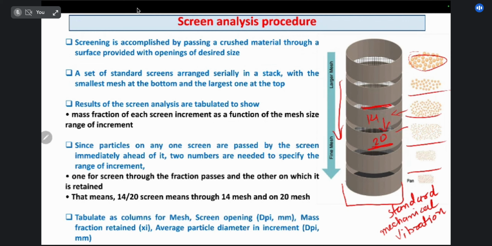Now, in the tabulated form, we need to specify the opening of the screen, the mass fraction, and the average particle diameter in each increment. Every minor detail we need to consider, and on that basis we need to find the diameter of the overall particle size and the surface area of all the particles. Many types of calculation we will perform on the basis of that tabulated form.